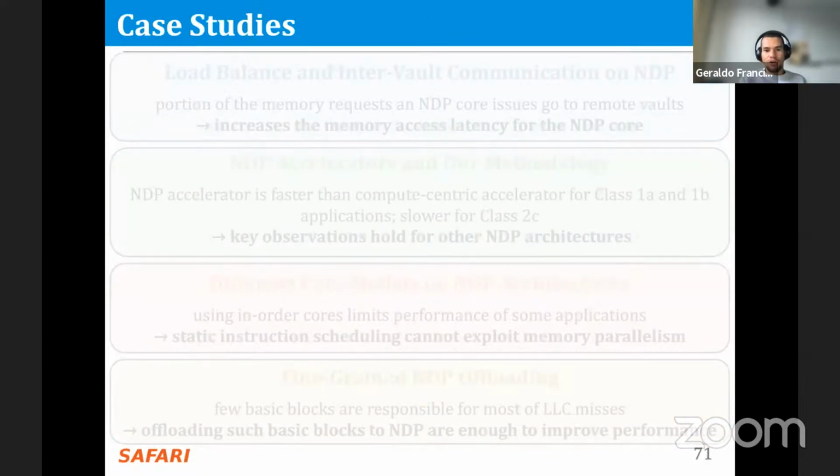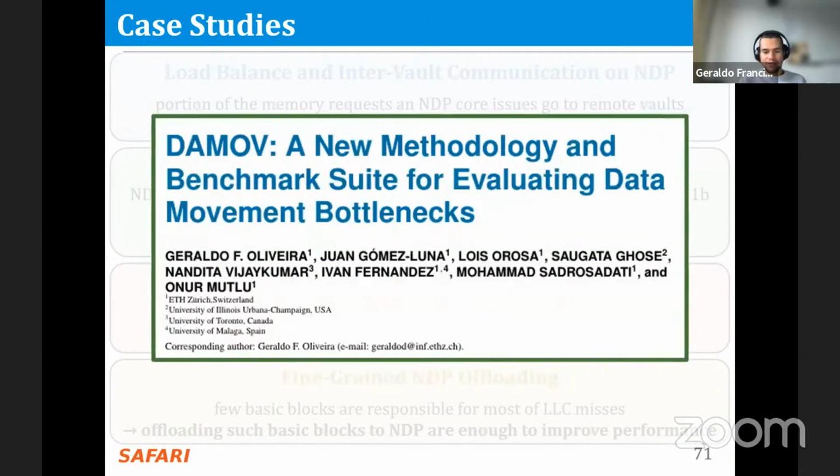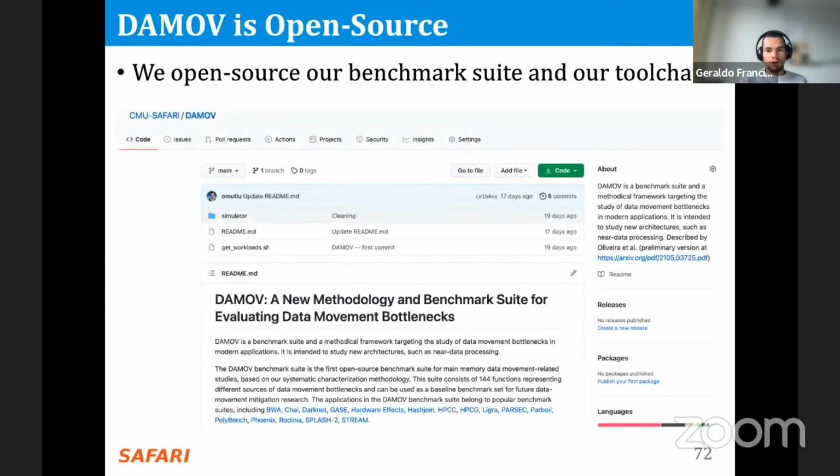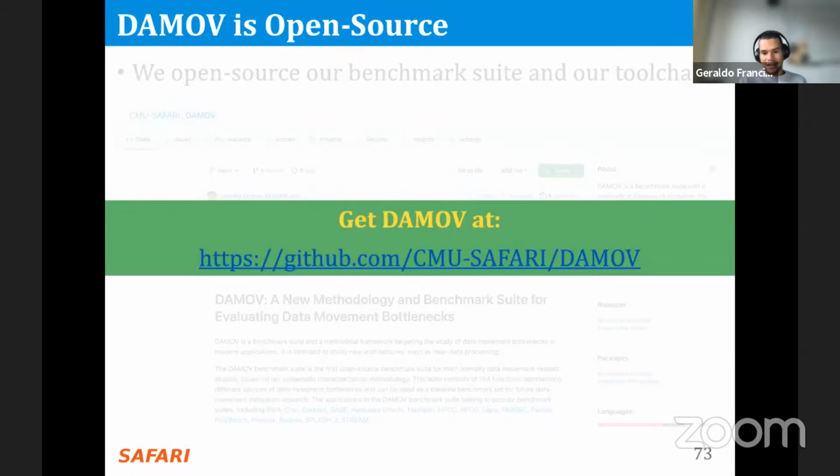For more detail on all of those case studies, we invite you to check our paper. We open source our benchmark suite and the DAMove tool chain on our SAFARI GitHub. Over there, you can find the DAMove benchmark suite and also the DAMove simulator. All of that is open source, and you can get it in the following link.